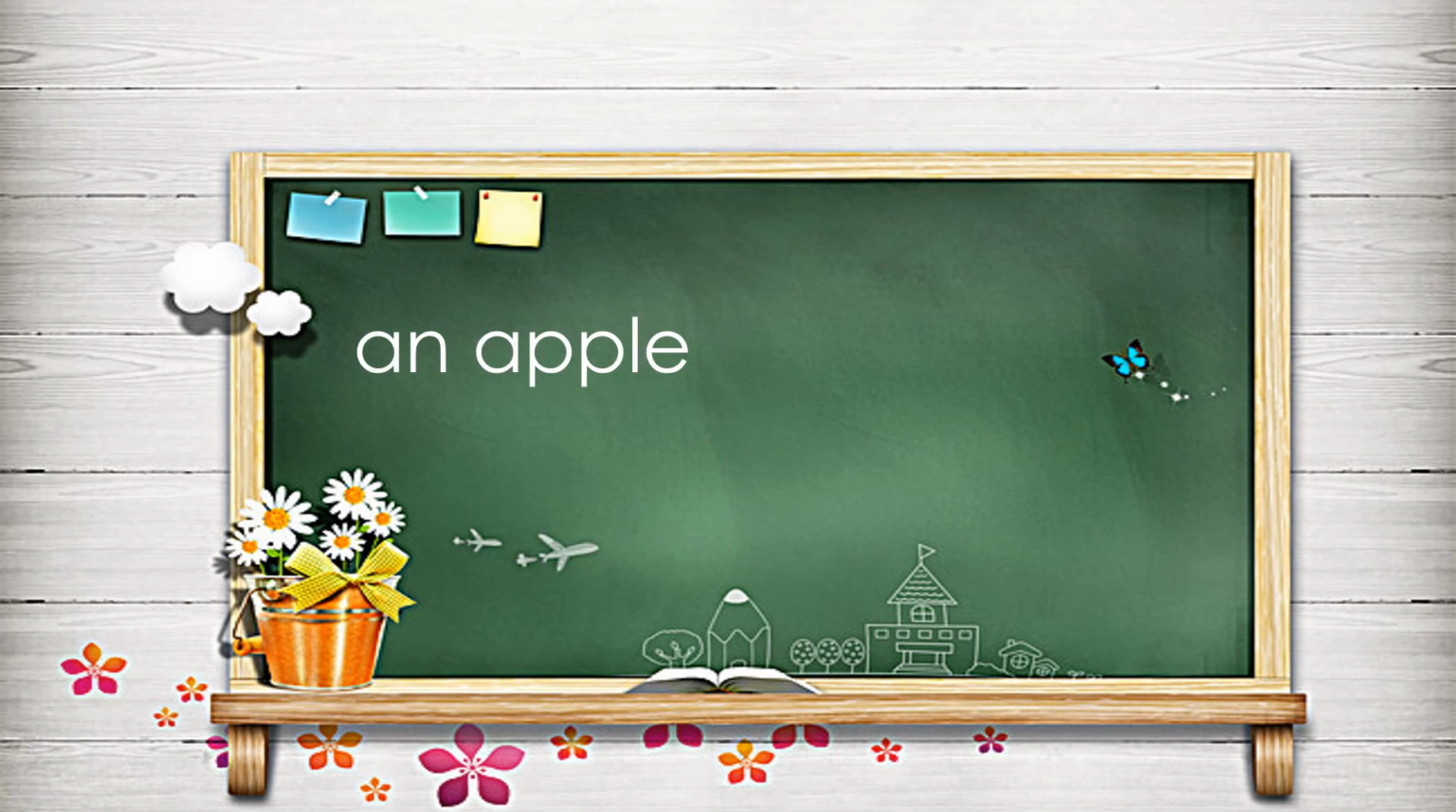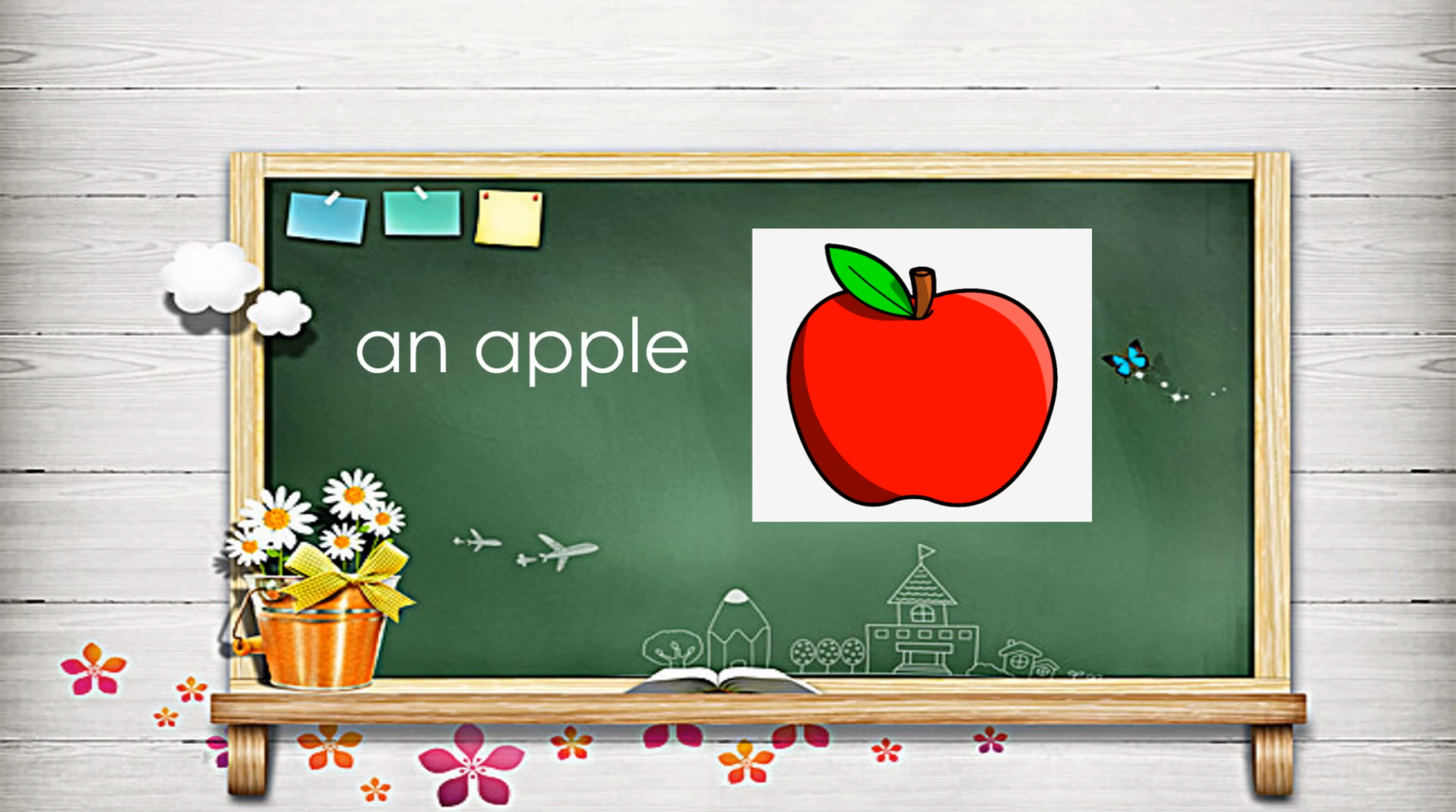Let's have another example. Let us read. An apple. How many apples do you see? Only one. We say an apple because an comes before a word that begins with a vowel sound. The word apple begins with a vowel sound a. That's why we say an apple.